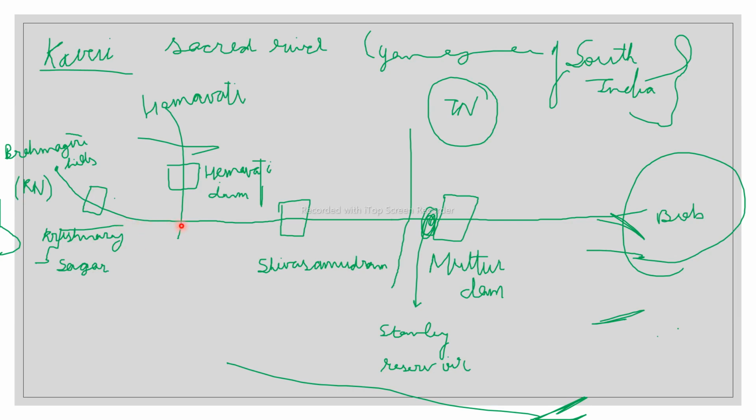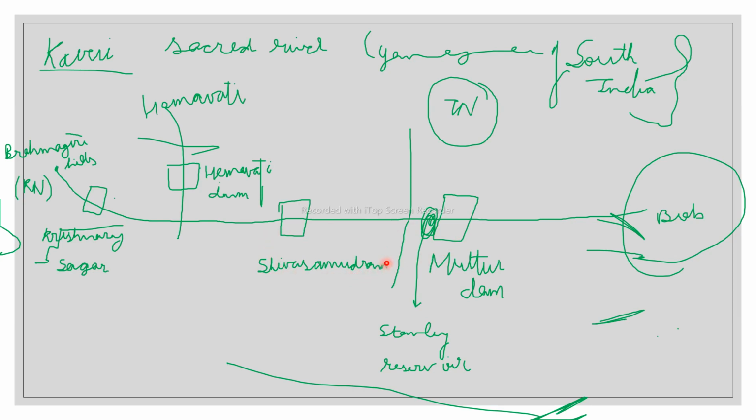Now it is going to move forward. Then there is this river that is coming. The name of the river is Hemavati, which is joining Kaveri, and there is a dam on this river called Hemavati Dam. Then it moves forward. There is another dam that is coming, called Shiv Samudram Dam, and this dam has the distinction of being the world's first hydroelectric power project.